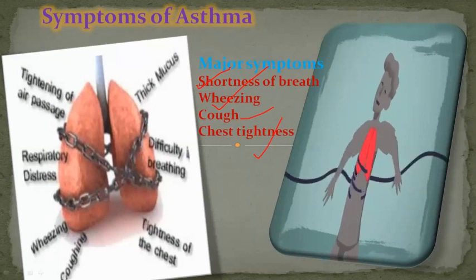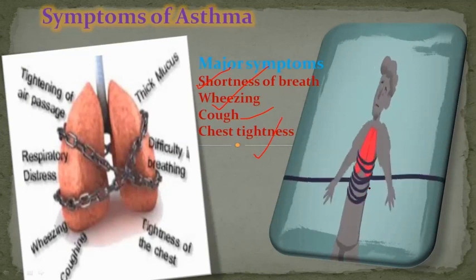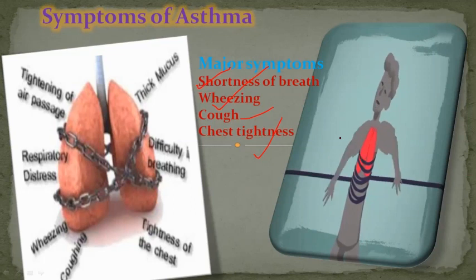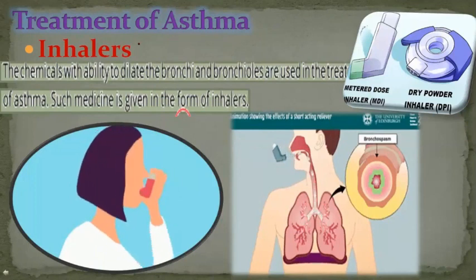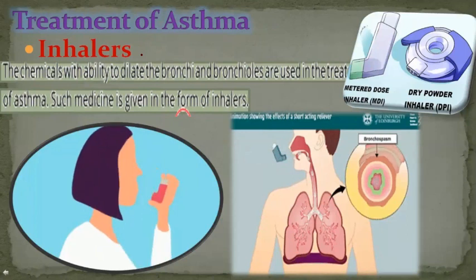Like it just looks like somebody is tightening our chest with a rope, and we cannot even breathe anymore. So there are some other problems like coughing, respiratory distress, difficulty in breathing, mucus production, and like that. We have treatments for asthma, very useful, very successful treatments. Actually, there is no permanent cure.